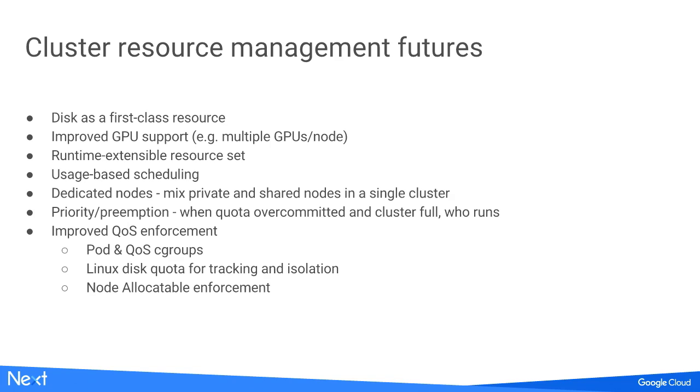Priority preemption, that's another area. And then improving the quality of service enforcement. Today, it's really around the containers, but we'd like to bring some of these things up to the pod level, and then Linux disk quotas for tracking and isolation, and then node allocatable enforcements. Those are areas we're going into. And if you're interested in learning more about these, please reach out to myself and David after this talk.